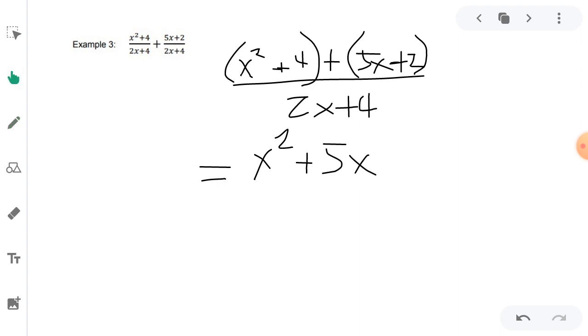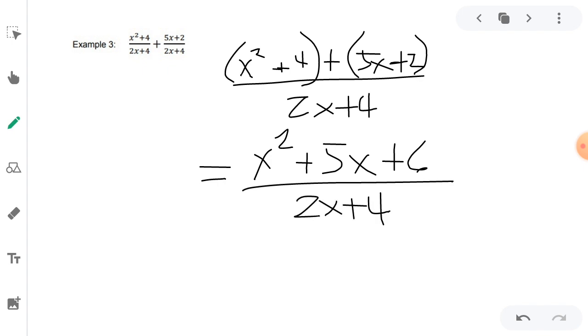And then next is the constant term, which is 4 and 2. So, just add 4 plus 2. So, 4 plus 2 is 6. And then over 2x plus 4. So, what is the next step? Kung mapapansin natin, yung ating numerator is in the form of trinomial. So, we need to factor it out. And then, the denominator is 2x plus 4.